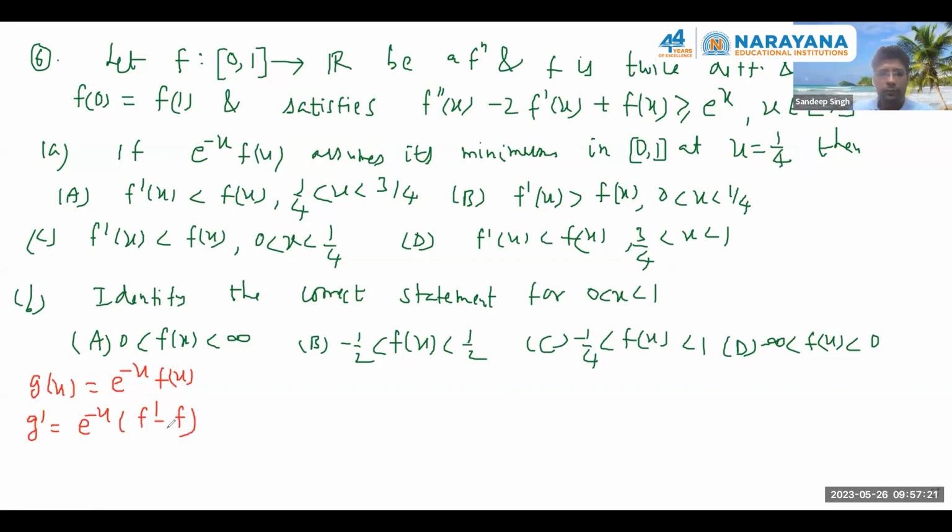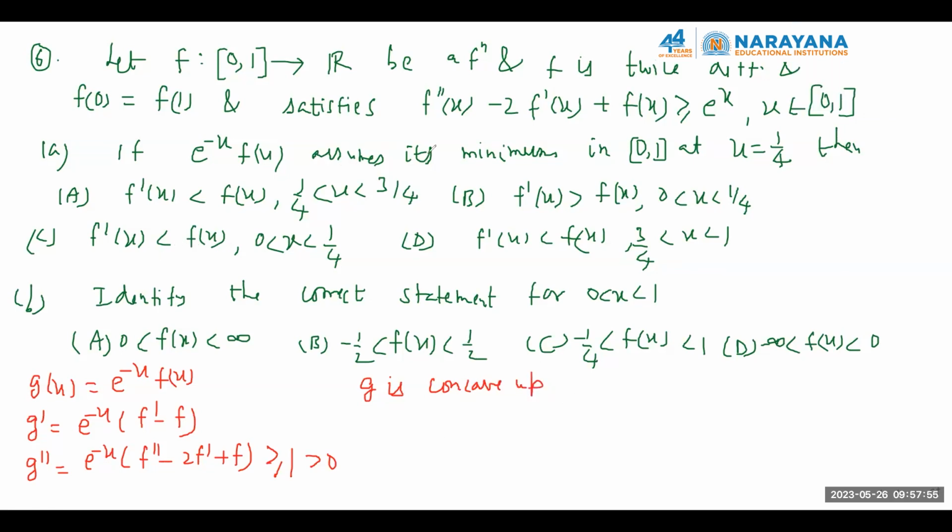Correct? And what will be g double dash? e power minus x of the answer. Same thing, no? That you can check. Will this come out the same? This is already given in the problem to be more than 1. So what does it convey? That since g double dash is always positive, the shape of g is concave up. Yes or no? Yes, sir. Concave up. Okay.